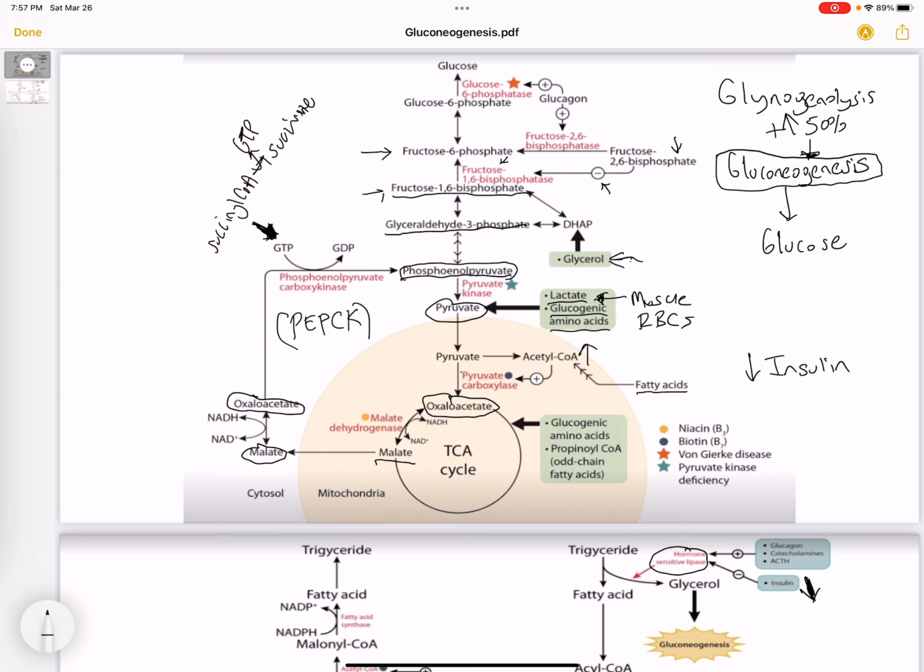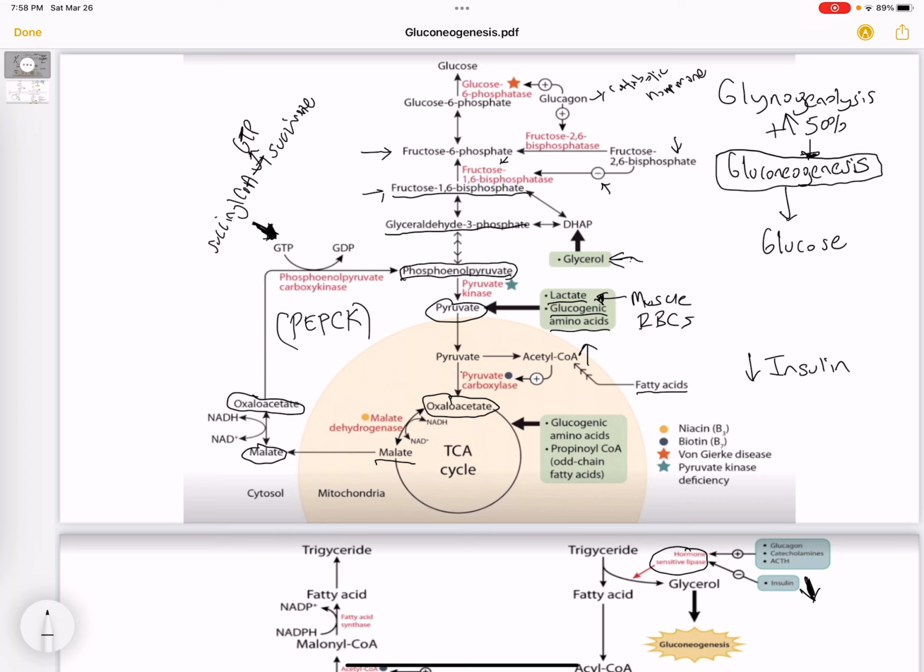Now, the way we're going to get around this is with the help of the hormone glucagon. Glucagon is the major catabolic hormone in our body, and glucagon is released in times of fasting. So when we're not eating anything, glucagon is going to be released, and the reason why it is released is to help our body get the energy that it needs during times of fasting.